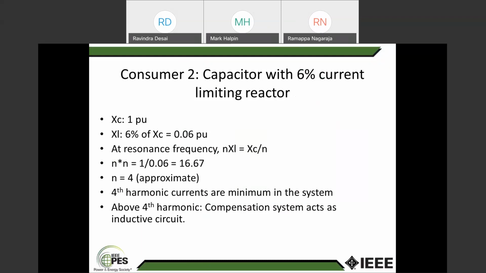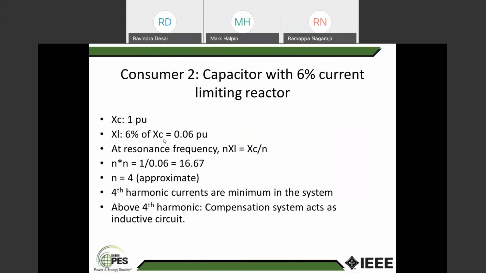And also the voltage surge will come down. Therefore, these are the advantages in having a current limiting reactor. Why 6%? Now let us see what will happen if we have a 6% current limiting reactor. XC is 1 per unit. XL is 6% of XC, that is 0.06 per unit.